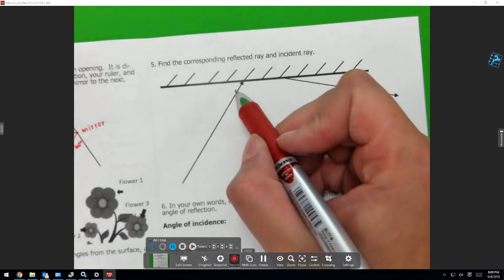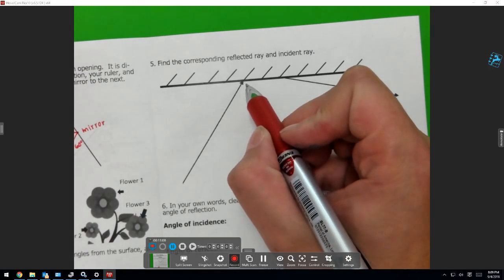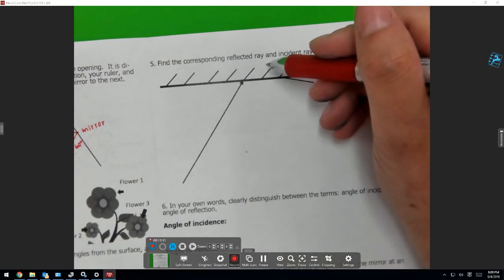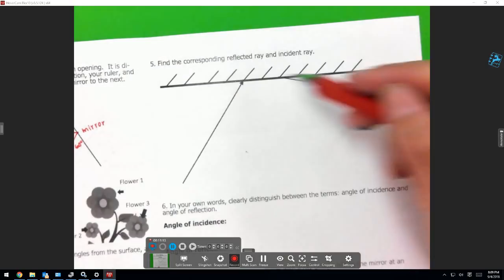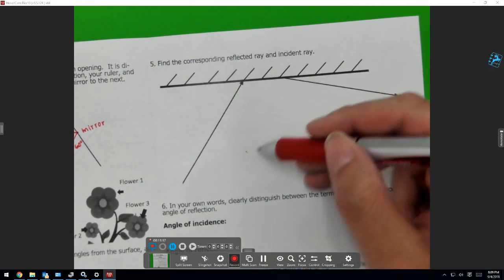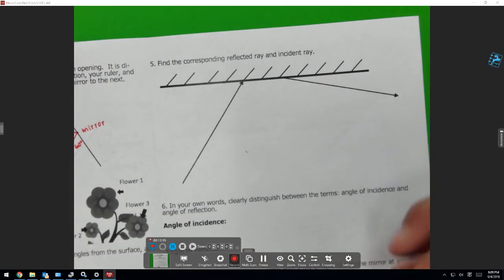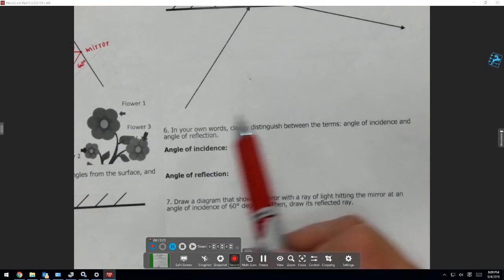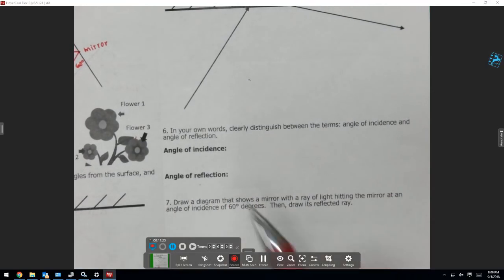Once you're done with number 4, go to number 5. You'll notice this is an incident ray, so this is your incoming one. This is your reflected ray. These are not connected. These are like 2 separate problems on one mirror. So you're going to have a reflected ray off here, and you're going to have to figure out an incident ray, so go backwards off here. They're going to overlap. Then you're going to describe these in your own words, angle of incidence and angle of reflection.